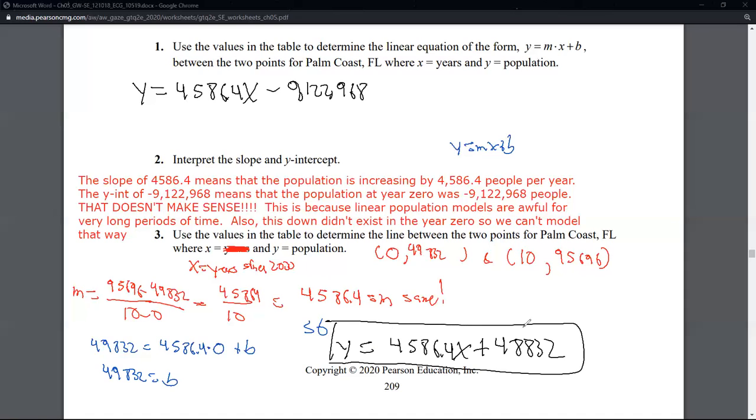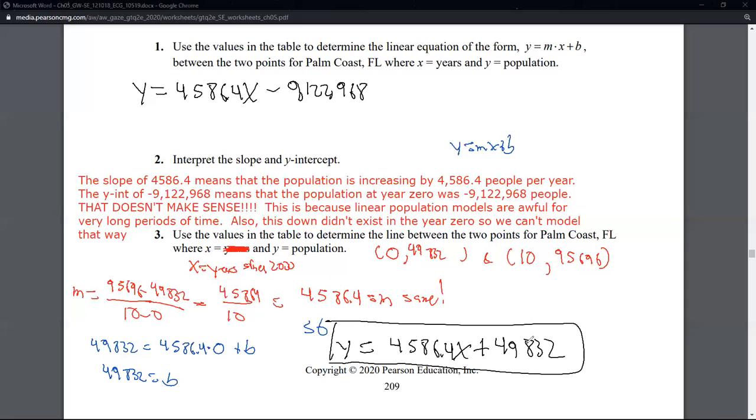Same slope, different y-intercept. 8, that looks like I wrote a wrong number. 49,832. It looks like I wrote a wrong number because I did write a wrong number, to be honest. I wrote the 8 twice.